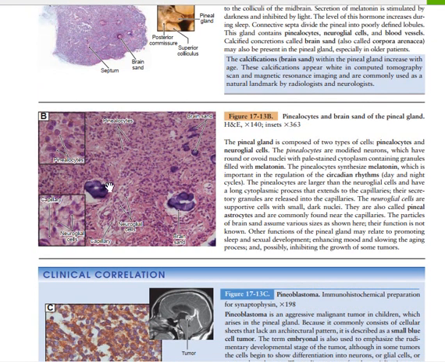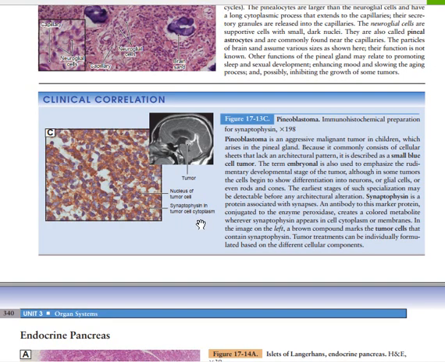So that is it. Now on the increased magnification, you're going to see pinealocytes, and the pinealocyte is involved with the secretion of melatonin, which controls the circadian cycle. And then these are the brain sands, which are calcifications here. Now the next thing to visualize here is a clinical correlation, where you have a pineoblastoma, and a pineoblastoma is an aggressive malignant tumor in children which arises in the pineal gland.